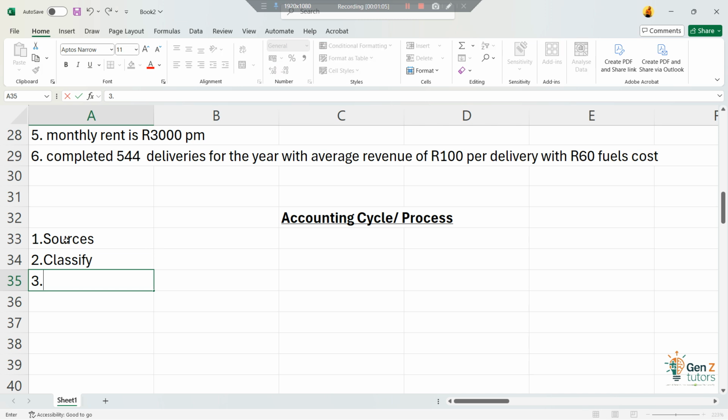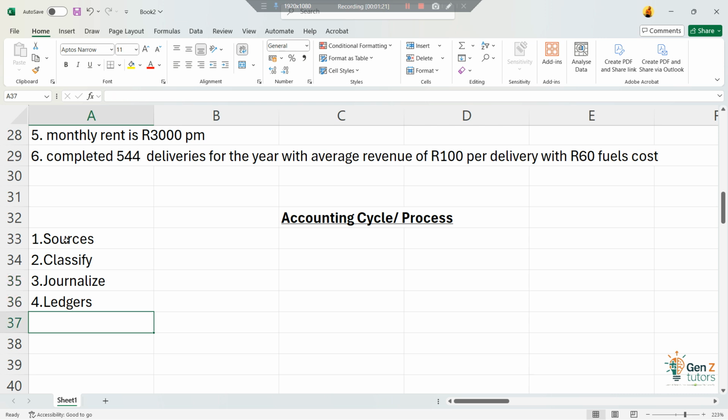Now let's get to it, guys. So now we'll be talking about the accounting cycle, and what you have to remember about that accounting cycle is that number one, you will be dealing with the source documents. That's where all transactions will be coming from. Then from the source documents, you shall start classifying your transactions as either assets, income, or liabilities, or owner's equity.